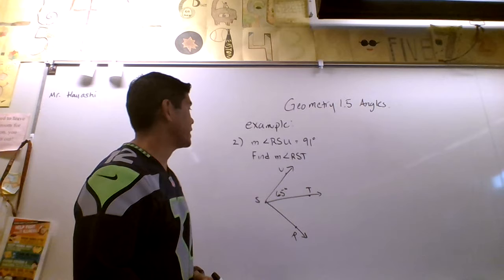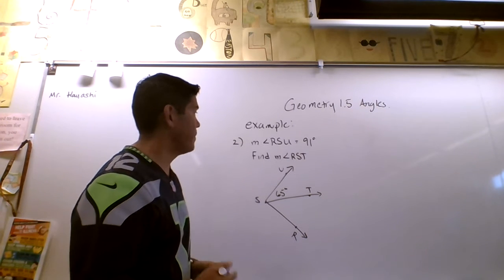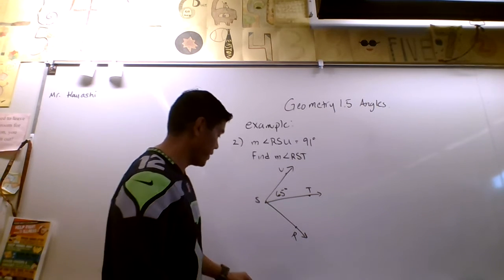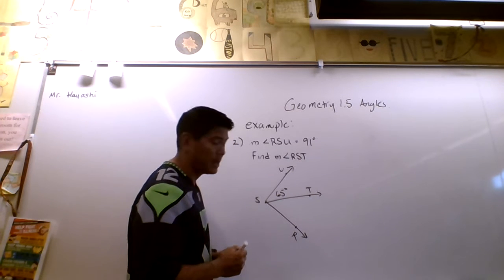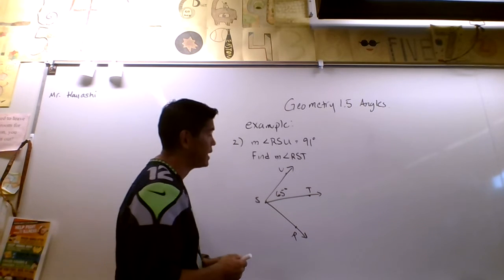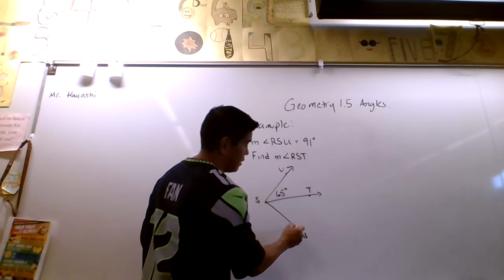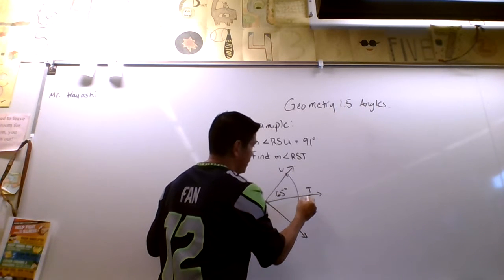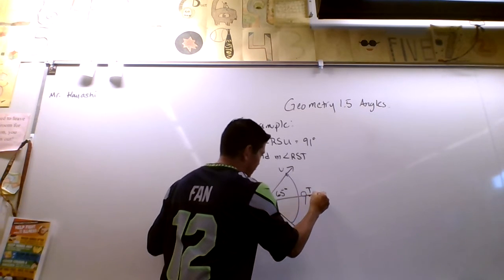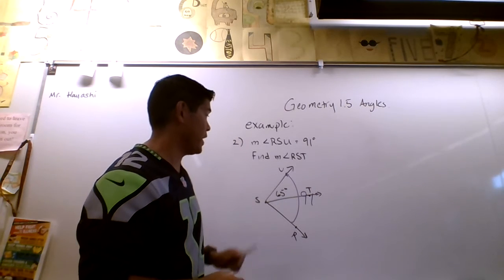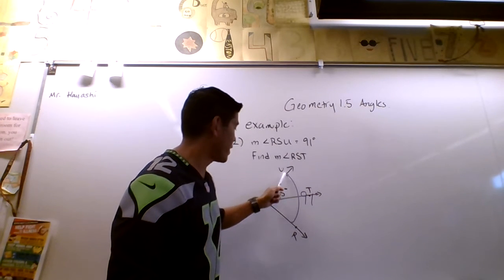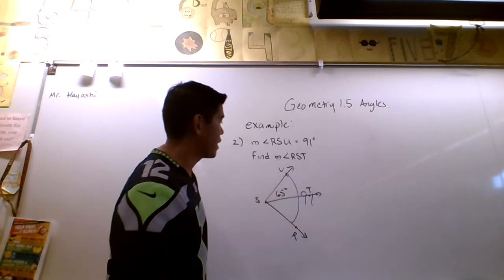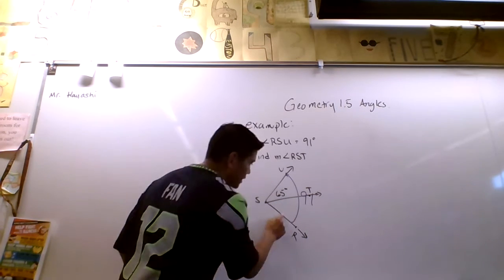Okay, and then for the second example, here's what we're given. The measure of angle RSU is 91 degrees. So it's not labeled in the diagram. It might be helpful if you label that in the diagram to kind of see what's going on here. But here's angle RSU, basically the large angle right here. That's 91 degrees. And then what's also given in the diagram is the measure of angle UST, that's 65 degrees. So we want to find the measure of angle RST, this angle right here.